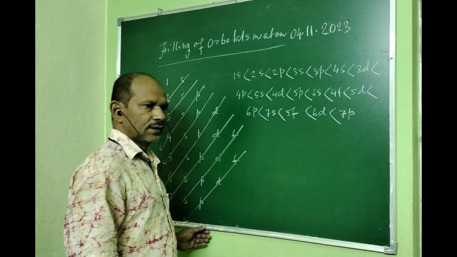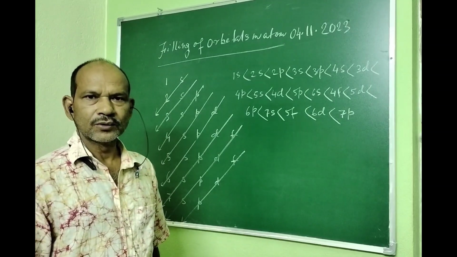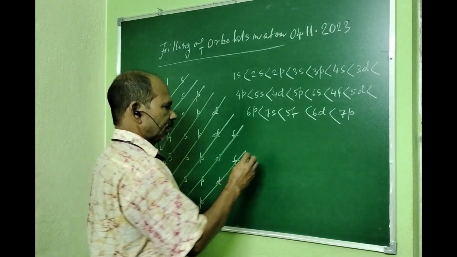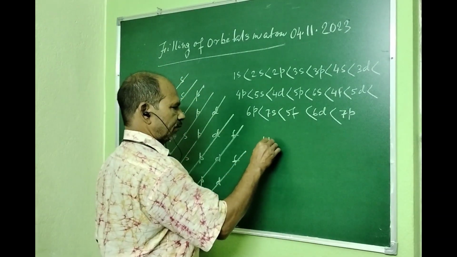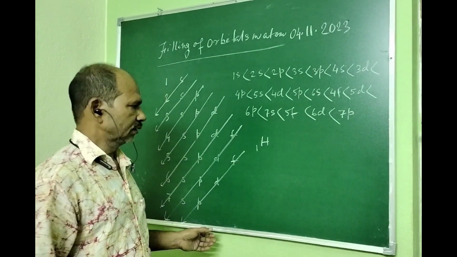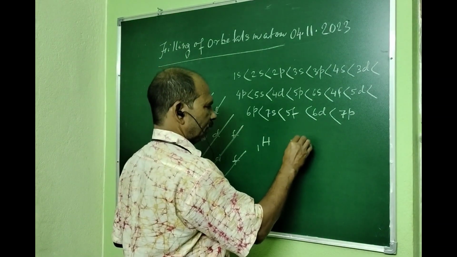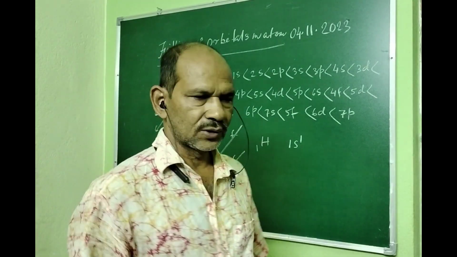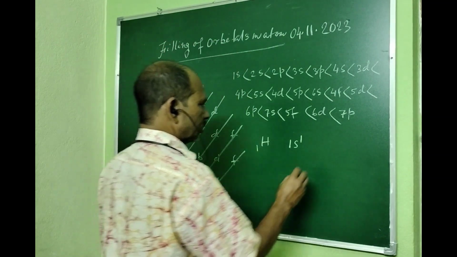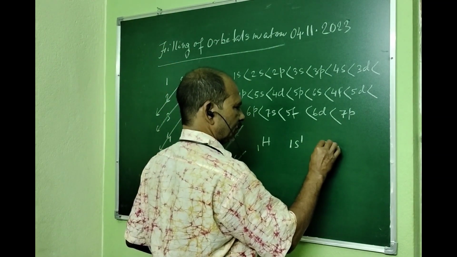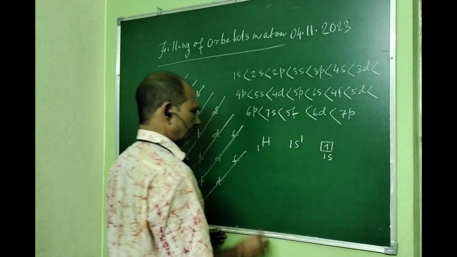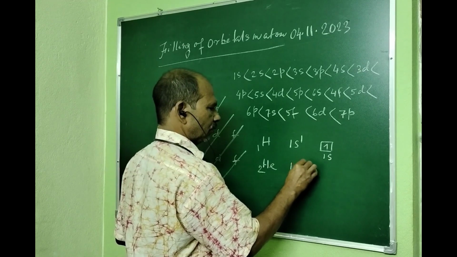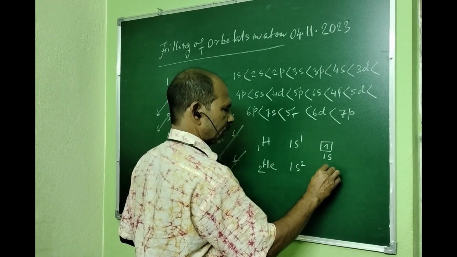Using the Aufbau principle, Pauli exclusion principle and Hund's rule of maximum multiplicity, we can do the electronic configuration of any element. Suppose hydrogen, atomic number is 1. So the electron will be filled like this. That means the electronic configuration of hydrogen is simply 1s1. If you represent in box notation, it will be represented like this. So for helium, 2 electrons, the configuration is 1s2, and the box notation will be 1s2.